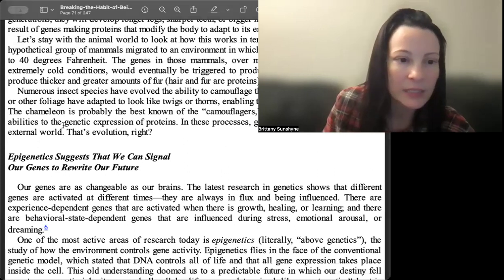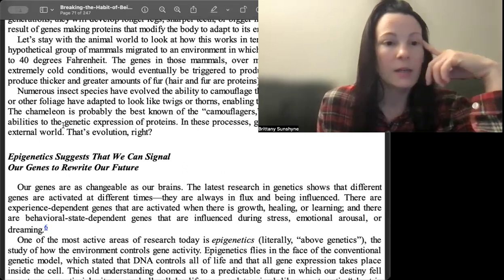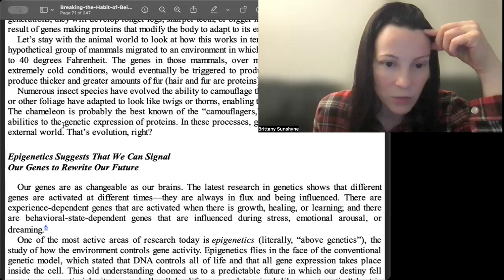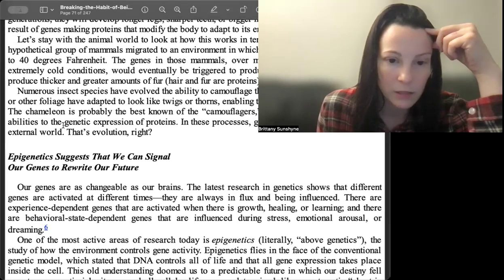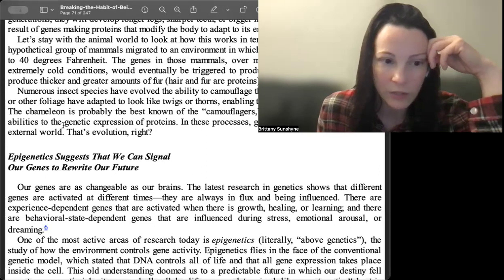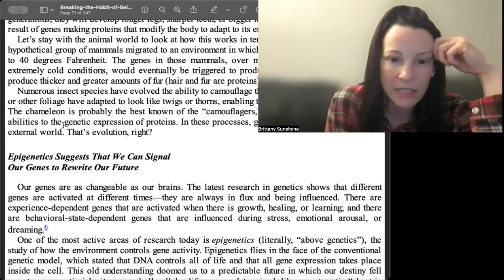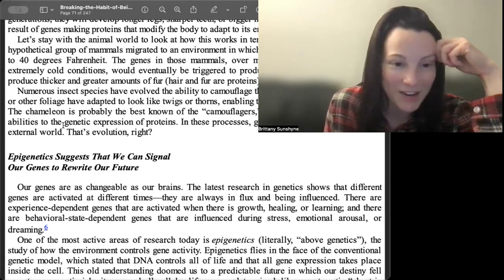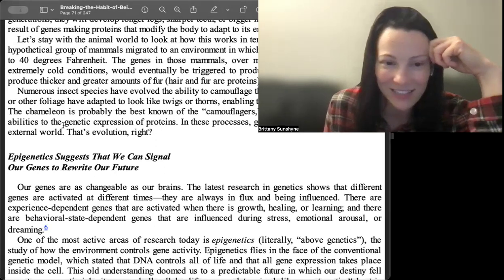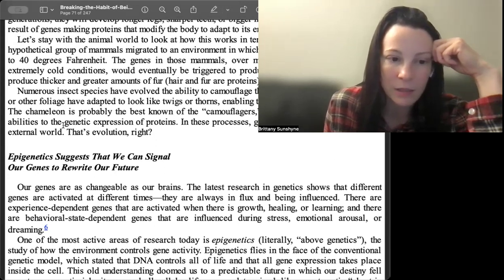Epigenetics suggests that we can signal our genes to rewrite our future. This could come in handy. Our genes are as changeable as our brains. Well, how changeable are our brains? The latest research in genetics shows that different genes are activated at different times. They are always in flux and being influenced. There are experience-dependent genes that are activated when there's growth, healing, or learning. And there are behavioral state dependent genes that are influenced during stress, emotional arousal, or dreaming.